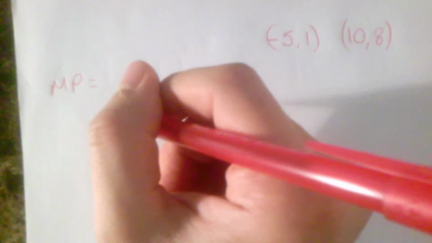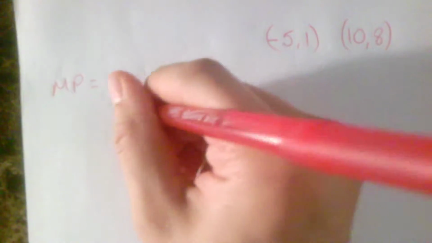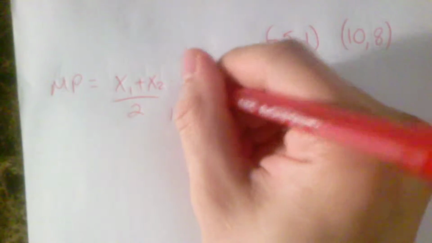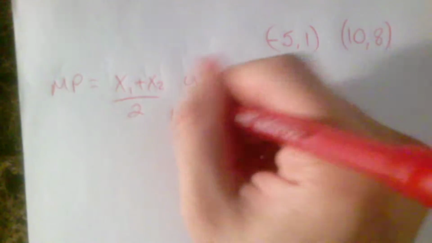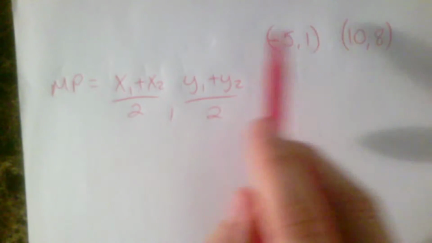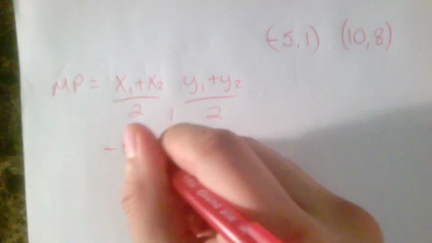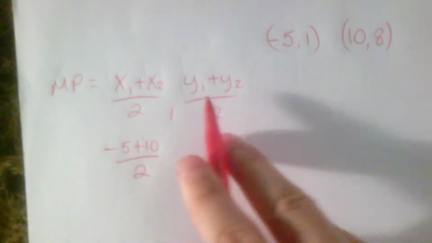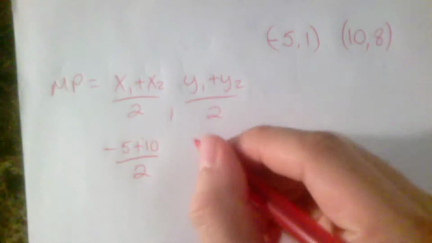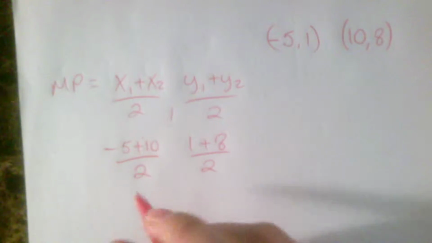So midpoint formula here is just going to be x1 plus x2. So add your x's and cut them in half. And then y1 plus y2. Again, add your y's and then cut them in half. So your x's are -5 and 10. -5 plus 10 is 5. And then your y's are going to be 8 and 1. So 1 plus 8.